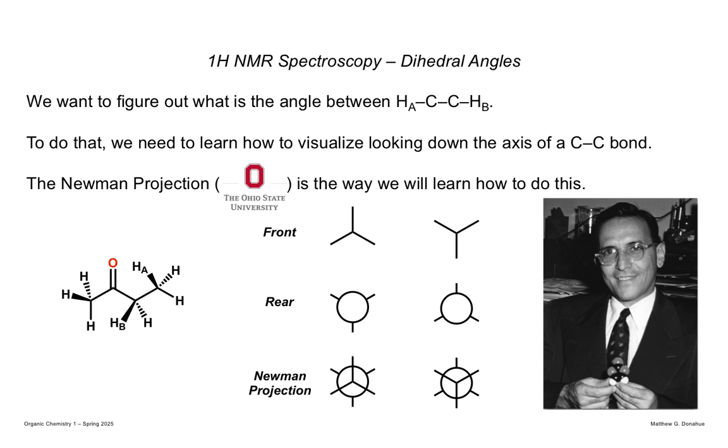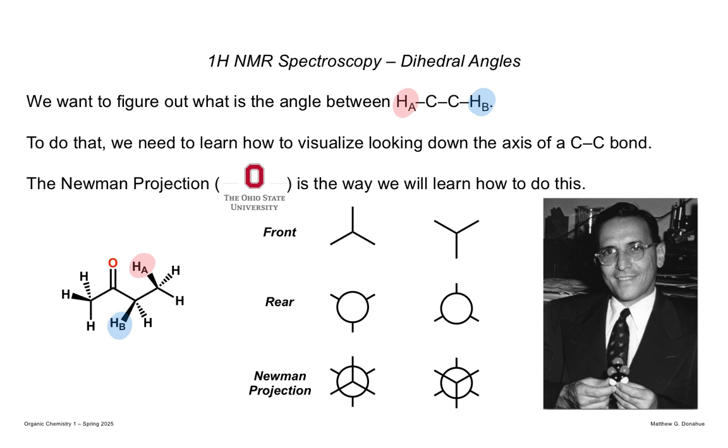So here's our structure again. And let me just color. I want to color one of these red. So I'll say HA is red, and then HB is blue, just so that I can match onto that model there. So we want to figure out what is the angle between HA, that was the red one, and HB, the blue one.